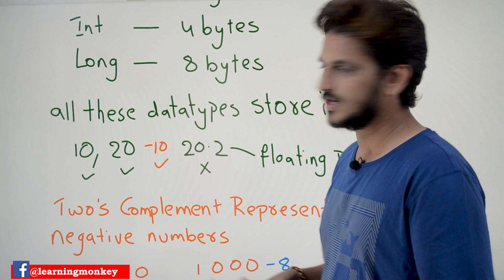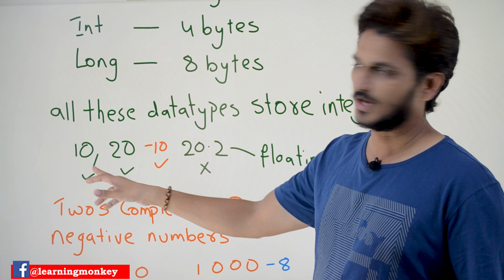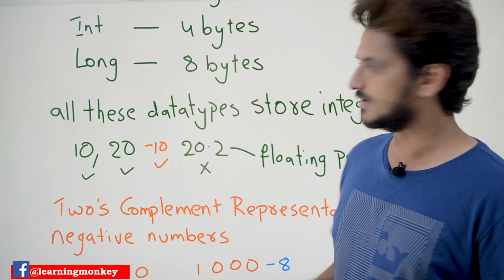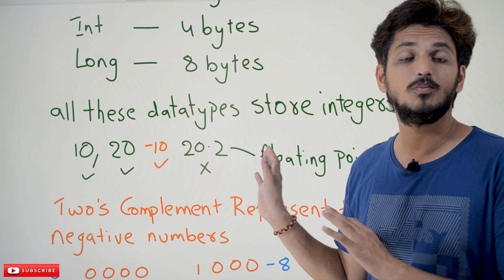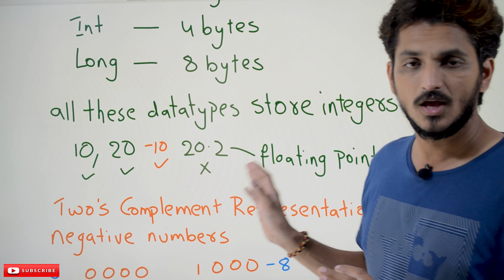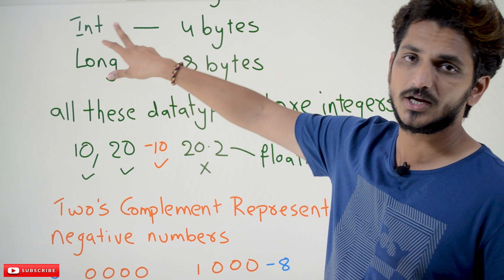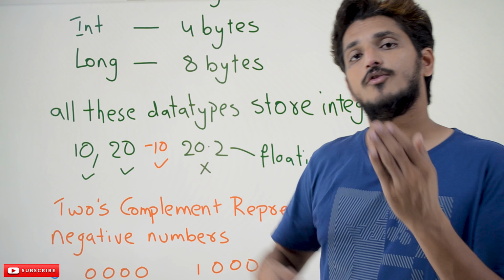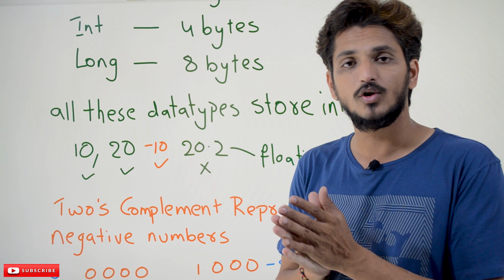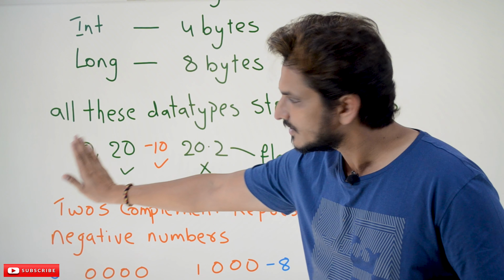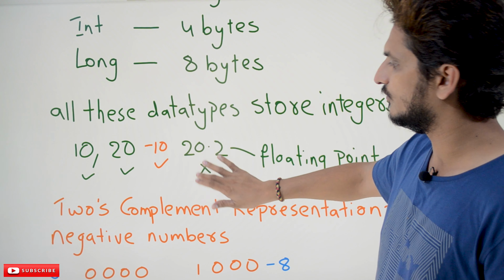For understanding purposes, 10 is an integer. 20 is an integer. Minus 10 is an integer, but 20.2 is a floating point number. If you want to store floating point values, you are not supposed to use these 4 data types. We have to go with the float and double data types, which we are going to discuss in our next class. So if you want to store integer values, we go with any one of these.